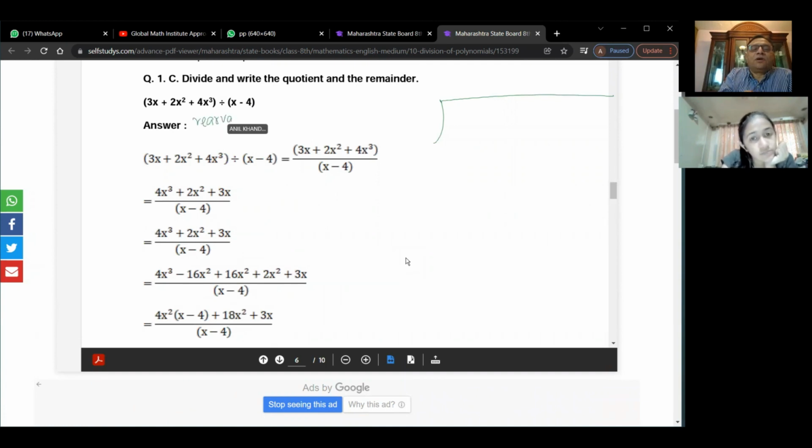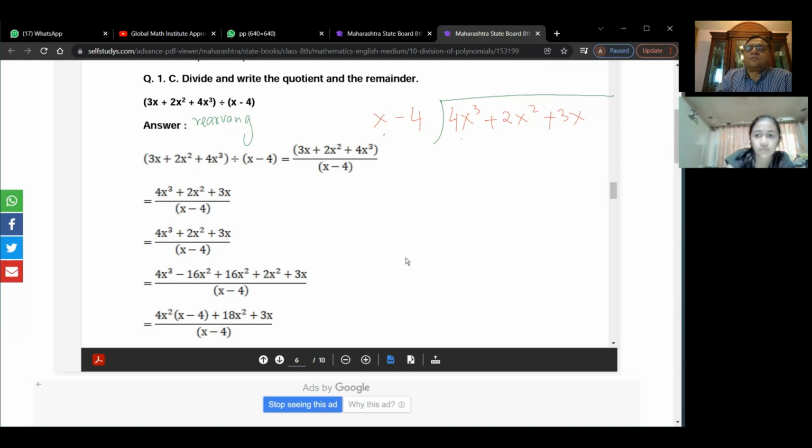Write in proper order. So we'll write 4x cubed first. So we'll write this as 4x cubed plus 2x squared plus 3x. Is that correct? Yes. And we are going to divide by the divisor x minus 4. So first step, because this was mixed up and not written in proper order, we have to rearrange.